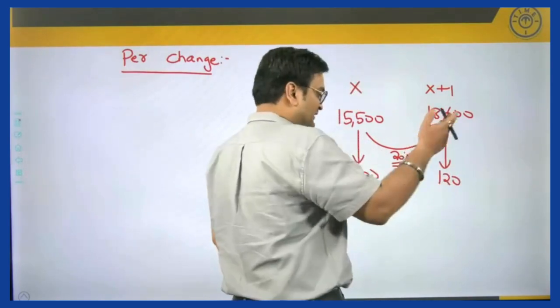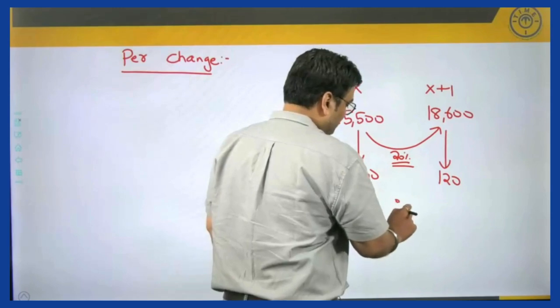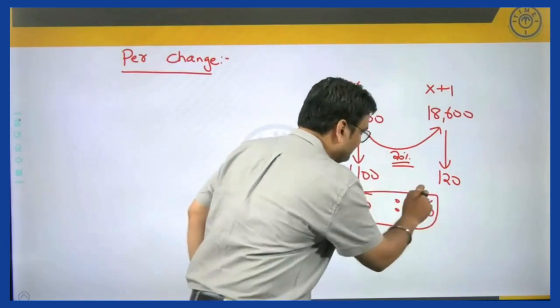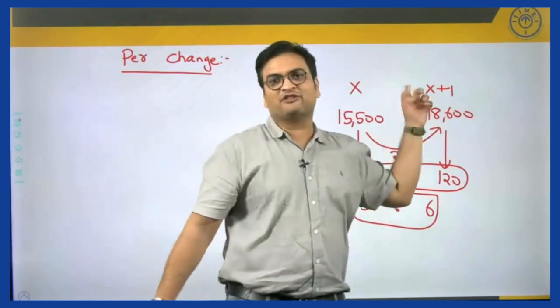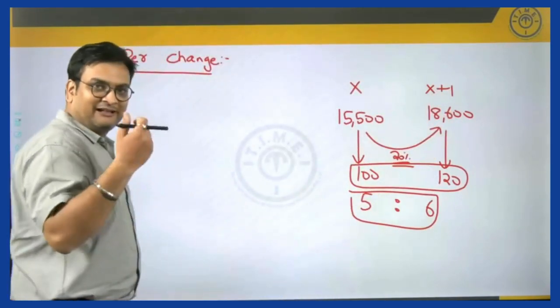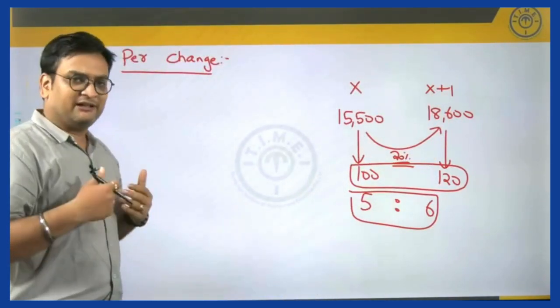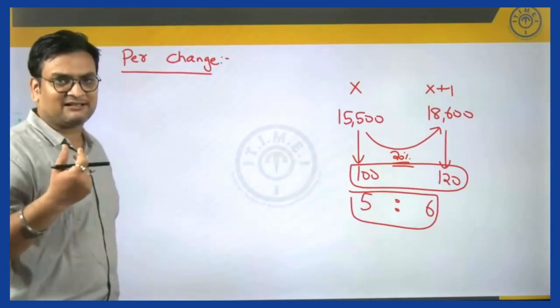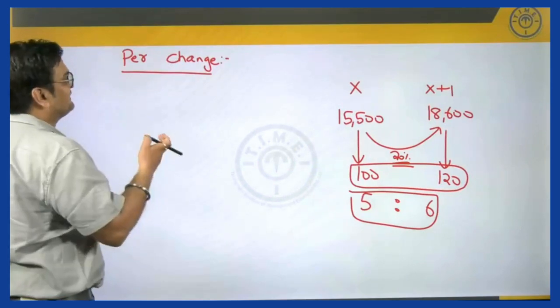rupees. That further means what? The ratio between the two will be 5:6. So these quantities are easy to remember as compared to the original values. That is why we go for calculation of percentage change always in our problems and in our regular lives also. Percentage change, thus, is very important. Now, how do we calculate percentage change?